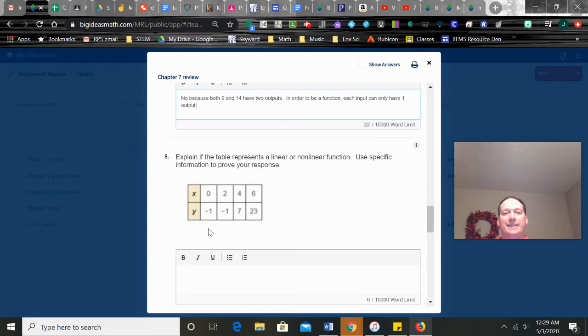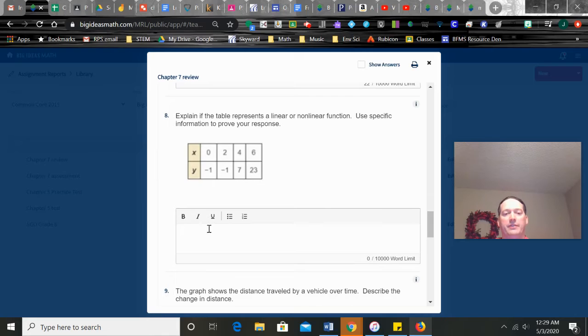Explain if the table represents a linear or nonlinear function. Use specific information for your response. So remember, in a table, what we have to do is see, is there a consistent slope for any 2 points that we choose. So, basically what we're going to do is we're going to choose 2 sets of 2 points. And then you're going to find the slope. So if we take these 2 points right here, now I'm not going to go through finding the slope. You already know how to do that. You can do it on a separate sheet of paper. You don't have to show it to me, but you have to explain it in here, and I'll show you what it is.